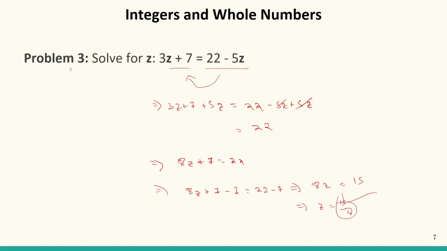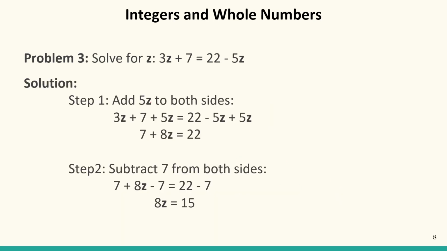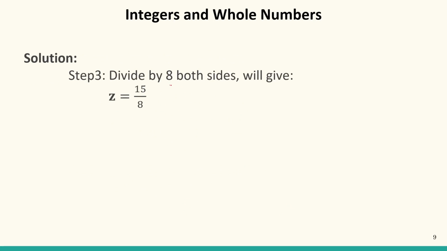So let's go forward and see the step-by-step solution. Step number 1 is adding 5z to both the sides to make the unknown variable only on the left hand side. So here we added it and here we also added it. These two cumulatively give 0. So this is the equation we are left with. Subtracting 7 from both the sides, we are left with only the unknown variable with its coefficient on the left and some known value on the right. Now divide both sides by 8 and it gives us z is equal to 15 by 8. So this will be the correct answer in this case.